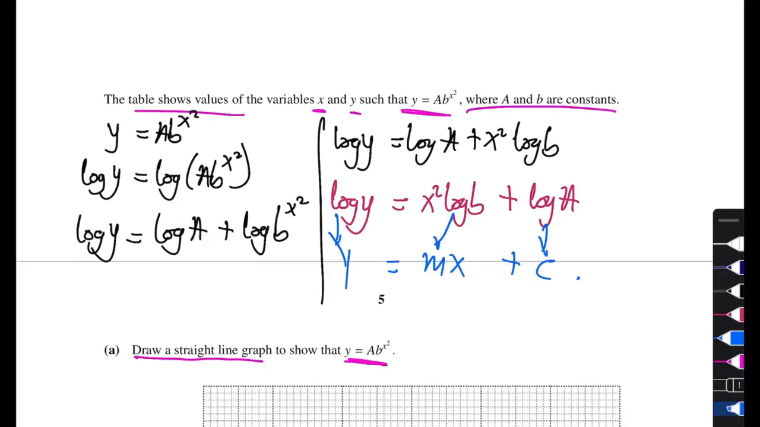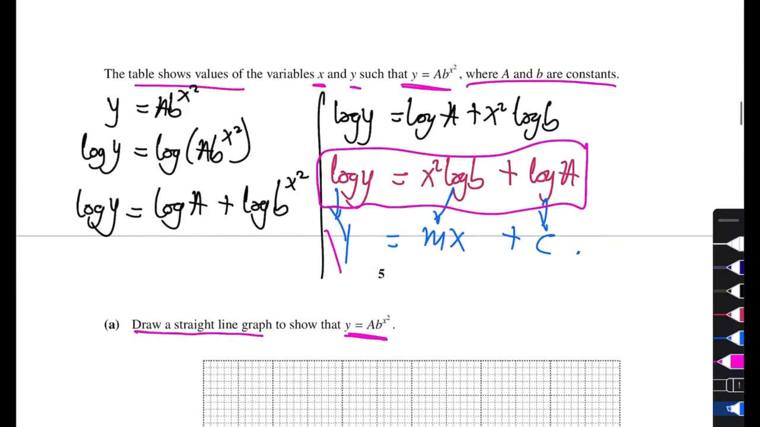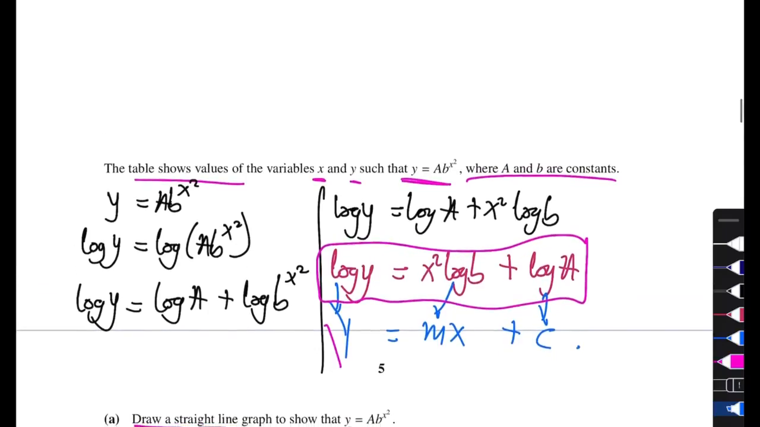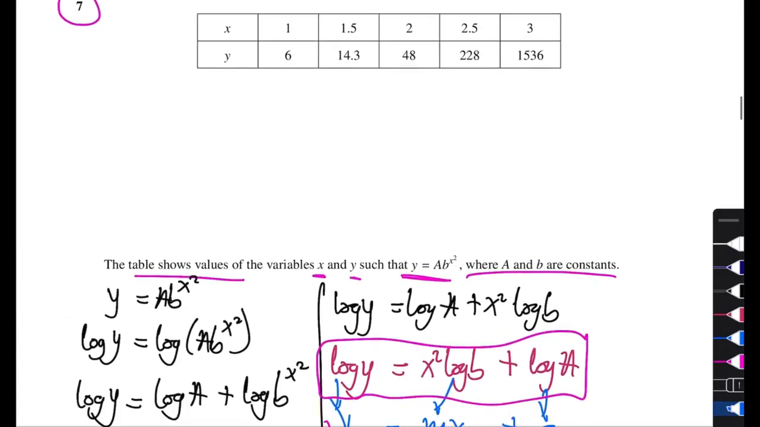So in the exam you don't have to show them that it's a straight line. Once you get it in this particular format, you can leave it like this. That being said, the graph we are going to plot is y against x, so this is log y against x squared. That's what you are going to work on. So let's fill in this particular table and get the right values down.